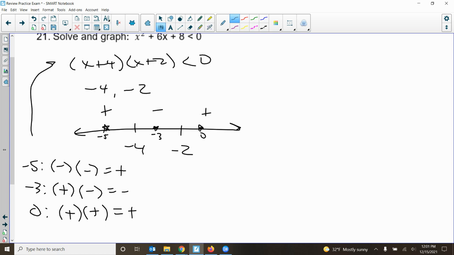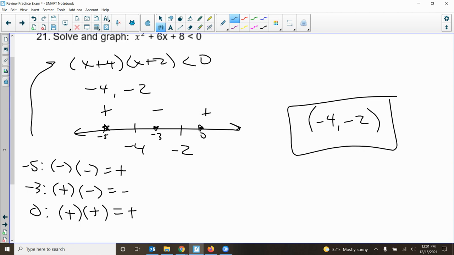And it's strictly less than 0. It's not less than or equal to 0. So the boundaries are out. -4, -2, curved parentheses, not brackets, curved parentheses. Had it said less than or equal to 0, it would be square brackets.